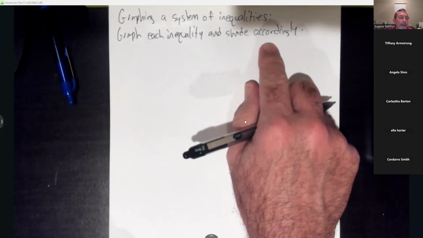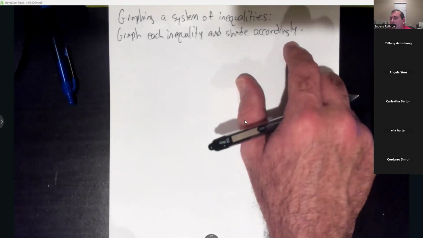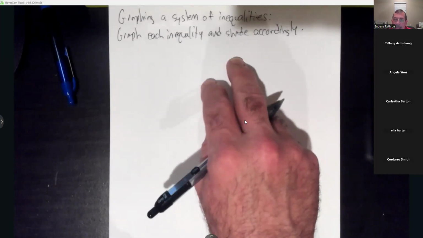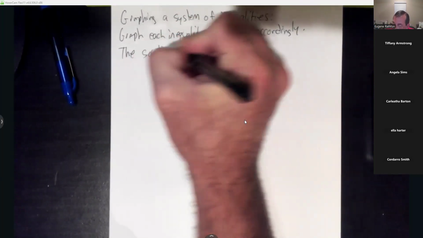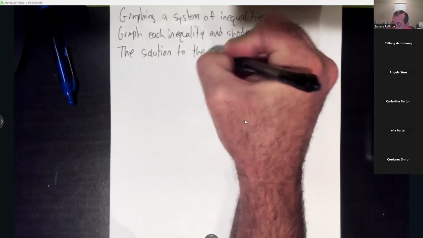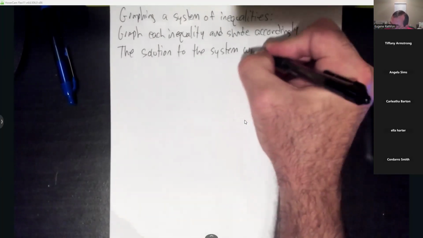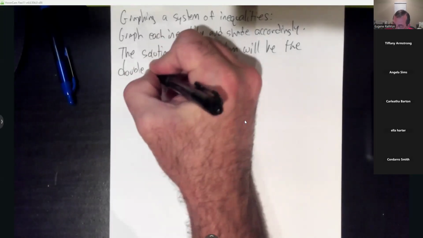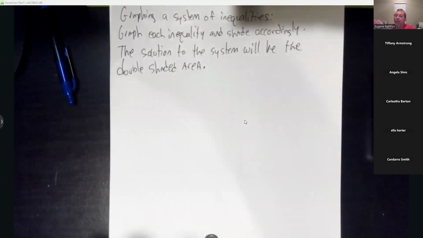So if it's above, you'll shade above. If it's below, you'll shade below. Sometimes they're both above, sometimes they're both below. But shade what you need to for each line, okay? Now, the solution to the system will be the double shaded area. It's where both the shadings overlap each other, okay?